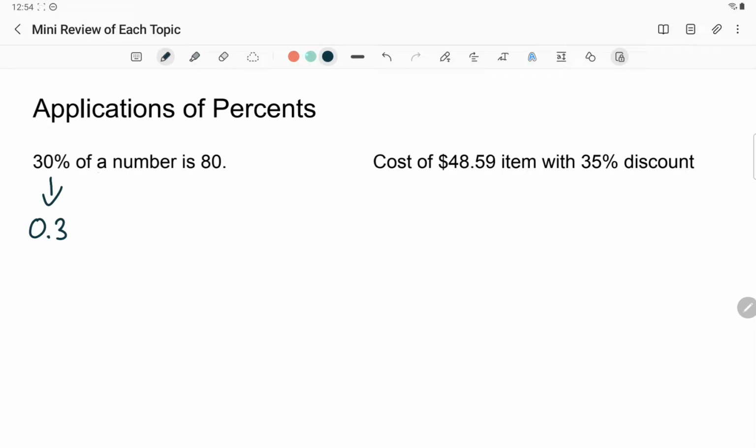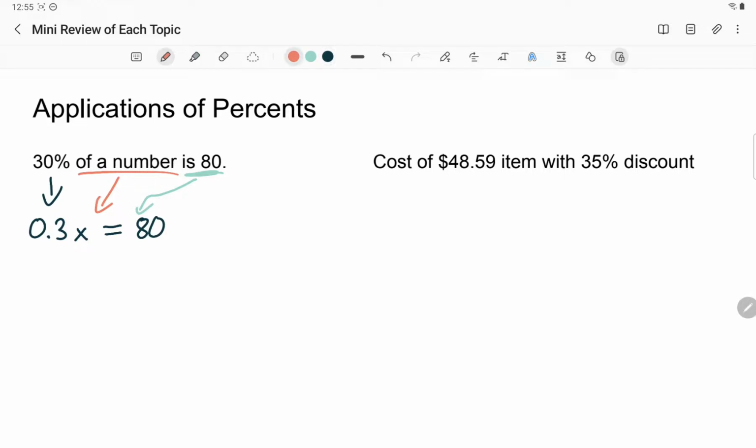Next, we're saying 30% of some number. Do we know what that number is? No, we don't. So that's where we're going to use a variable. I'm going to use the variable x. That's some unknown number. The last part is the fact that we know it "is" 80. So the "is" is the equal sign, and the 80 is just the number 80. So we have this equation: 0.3 times our unknown number is equal to 80.